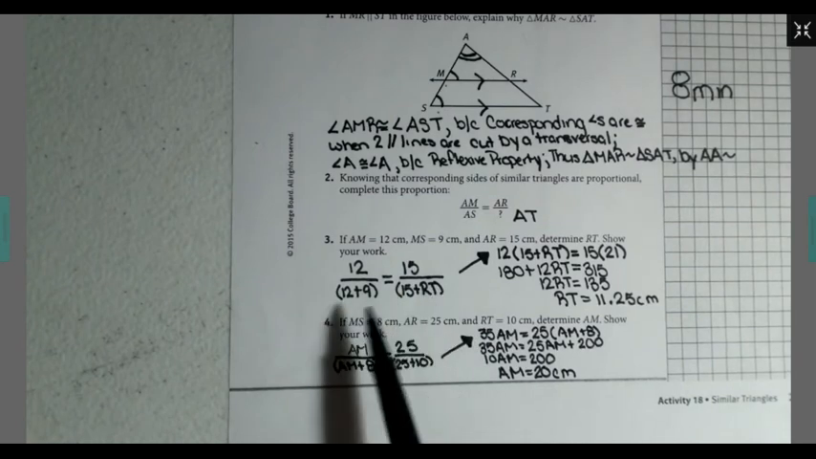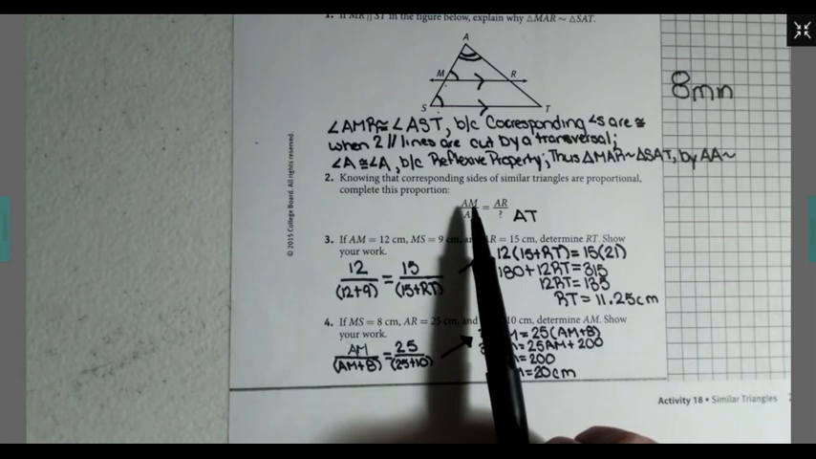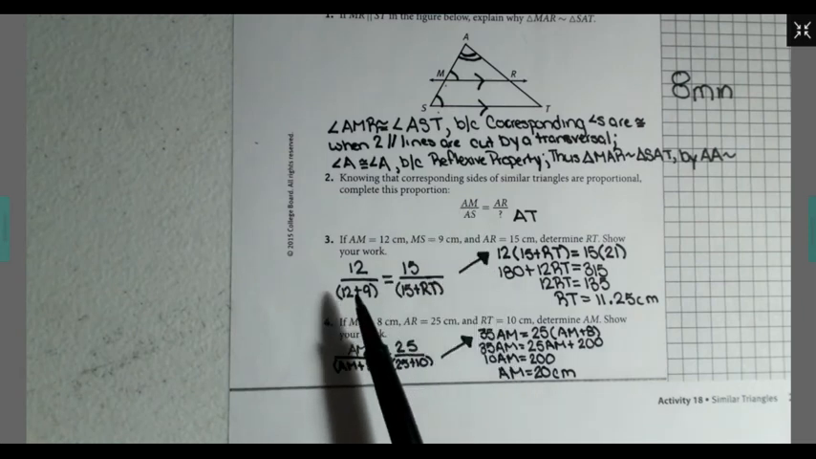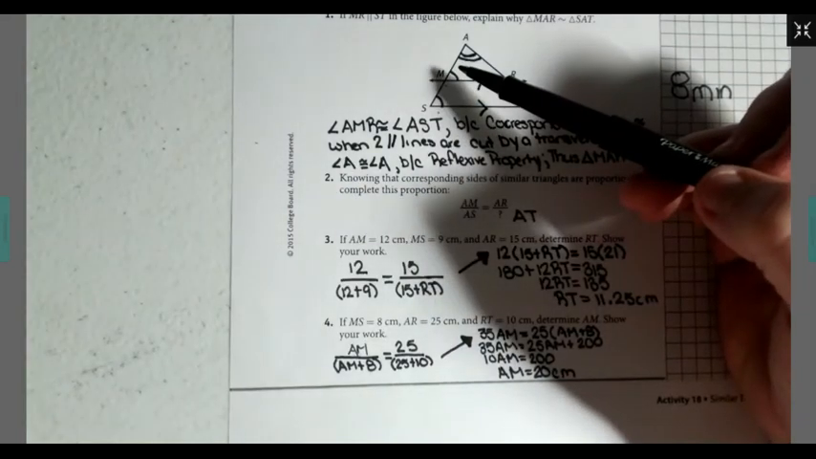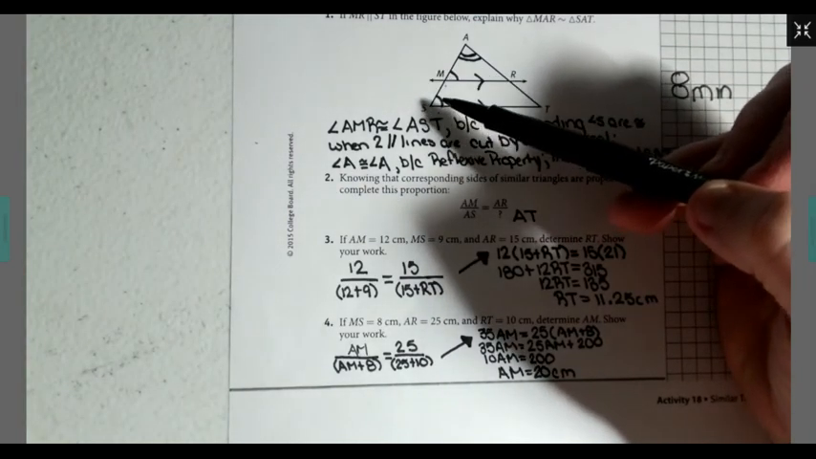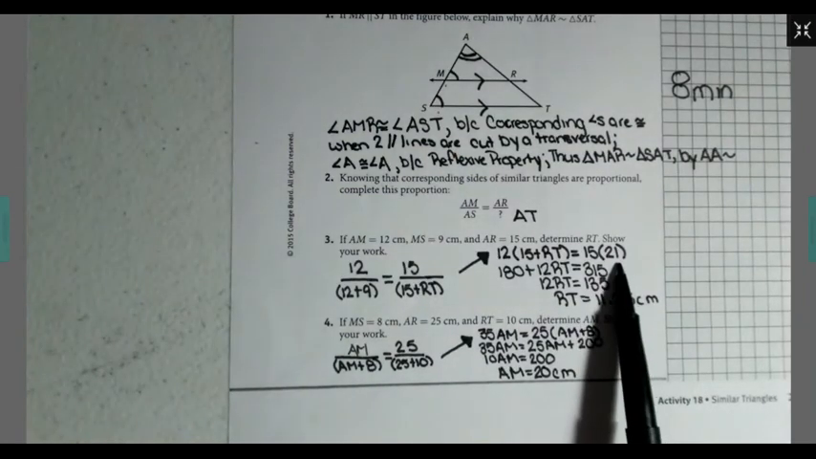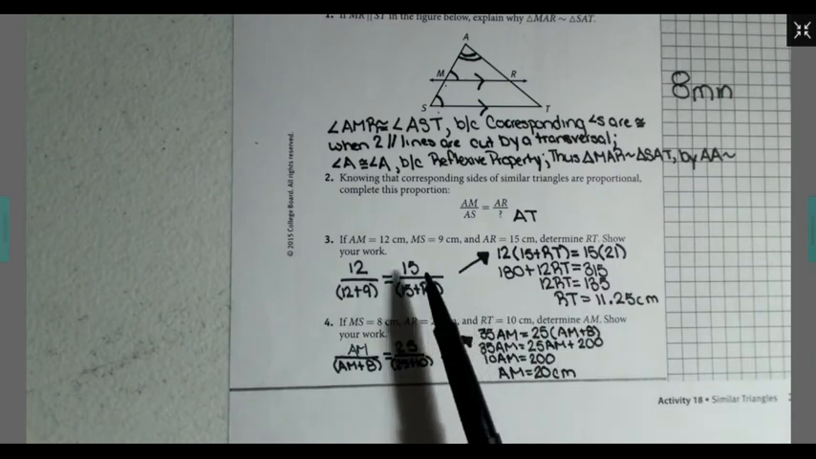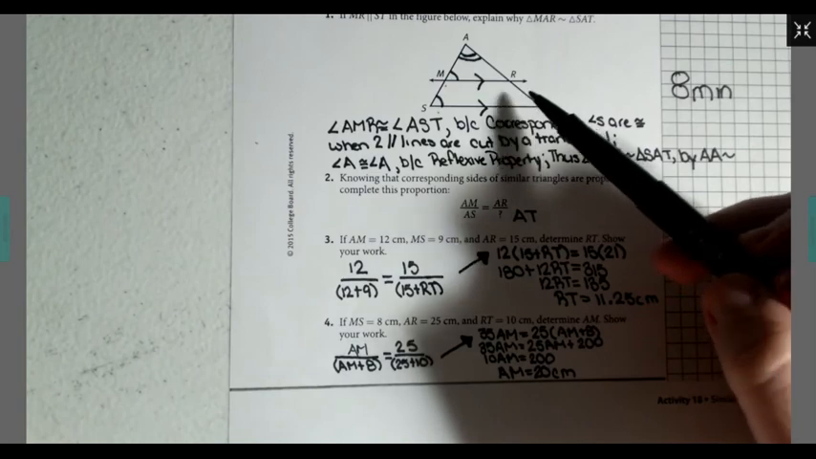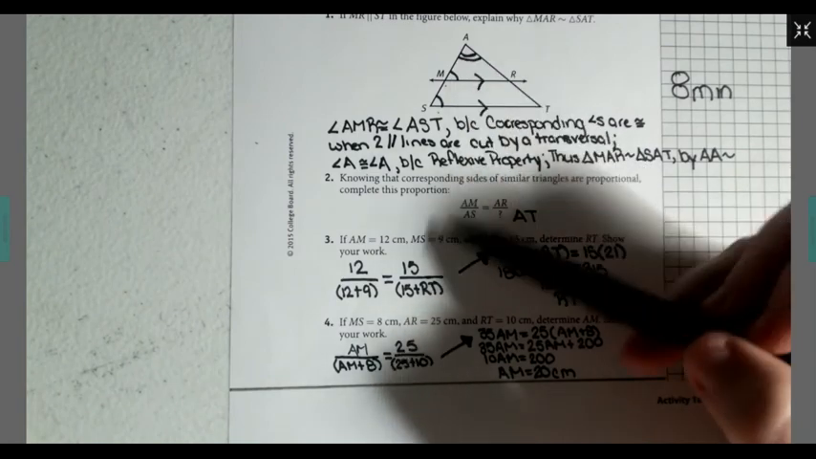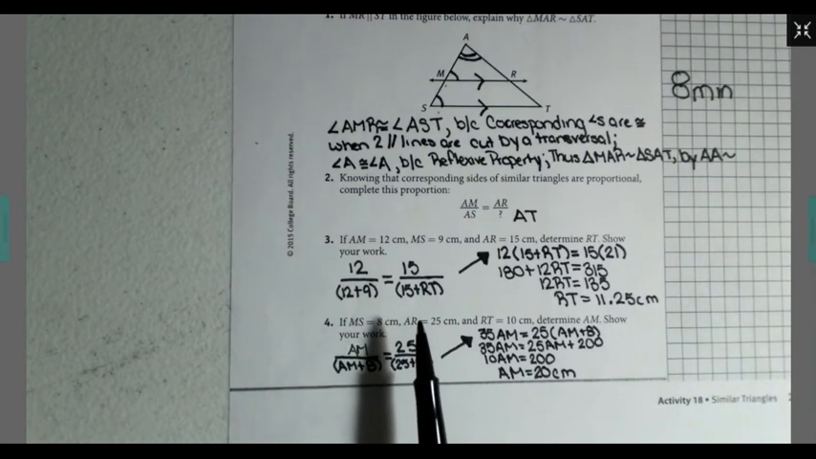I plugged in pieces for question number 3 that I knew. If we know AM, that's the top position, right, is 12. The bottom position is AS. Well, if we know that this is 12 and this is 9, that full piece is 21, and you'll come to see me write that down a little later in the problem. AR was 15. We're looking for RT, so that's an unknown here. So notice that whenever I wrote the denominator, I wrote 15 plus RT because I don't know what RT is.